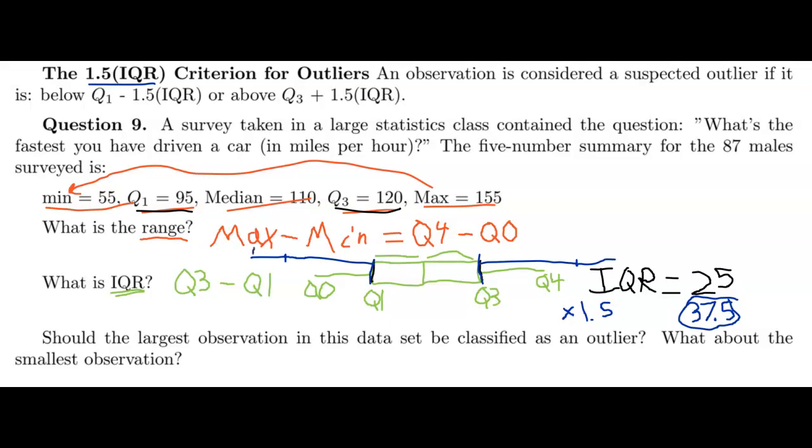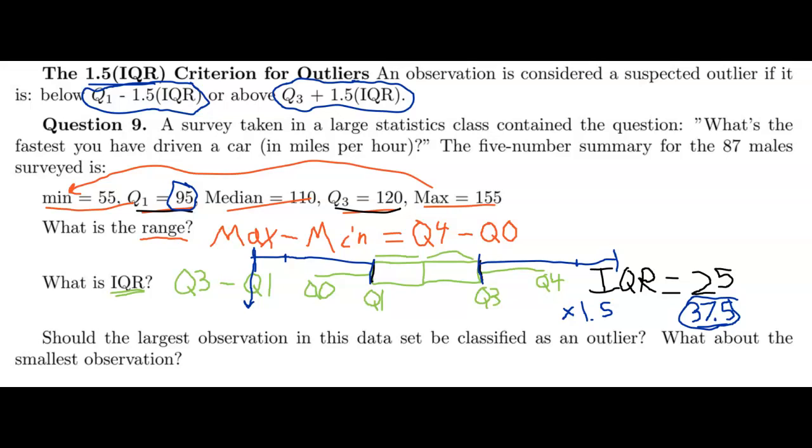Anything lower will be considered an outlier. Anything higher will be considered an outlier. That's why we have these two formulas up here, Q1 minus 1.5 IQRs and Q3 plus 1.5 IQRs. In this problem, we know Q1 is 95. We know our 1.5 IQRs is 37.5. So again, pull out the calculator and you get the low end. The low mark here is 95 minus 37.5.